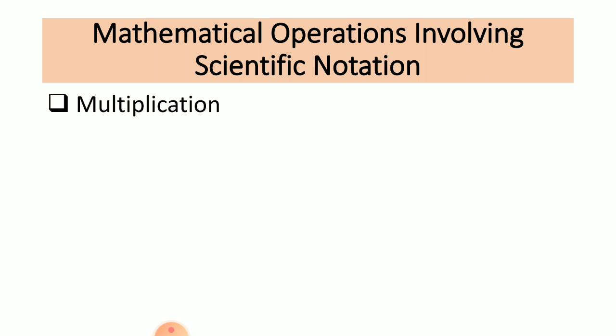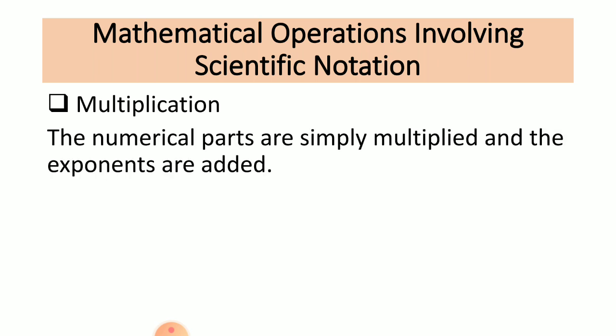Next, we have multiplication. The numerical parts are simply multiplied and the exponents are added. So in multiplication, there is no need for us to transform the scientific notation so that they will have the same exponent. So we just have to multiply the numbers, then copy 10, then add their exponents.